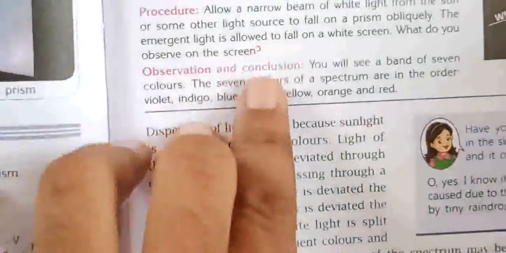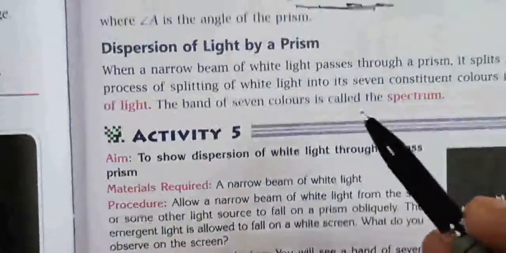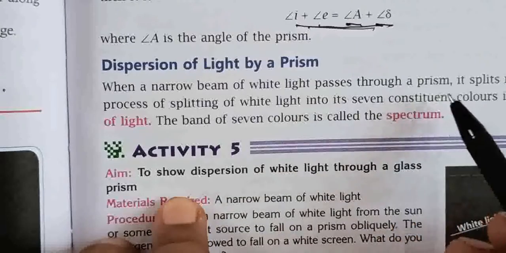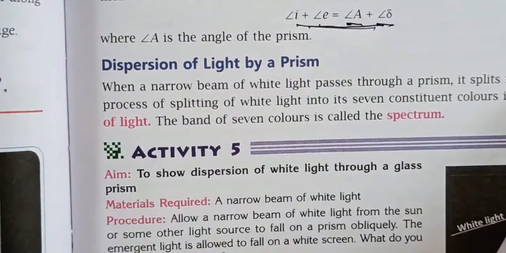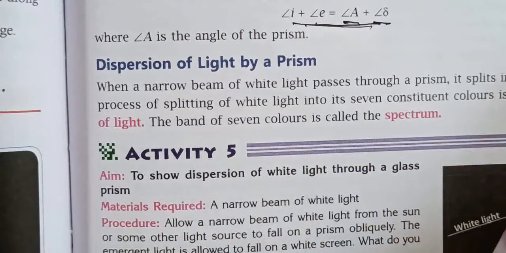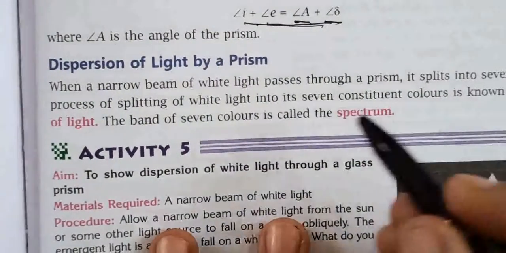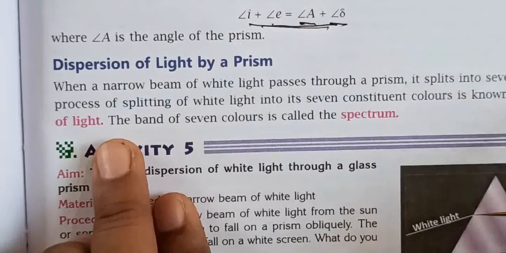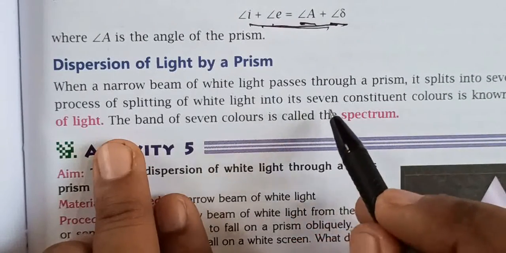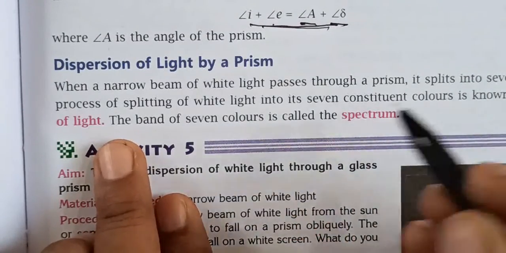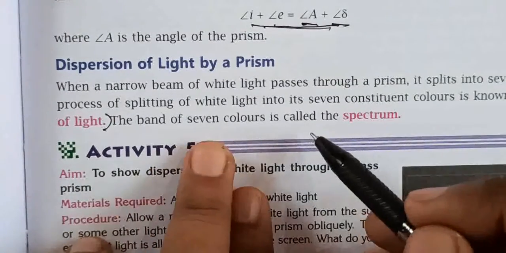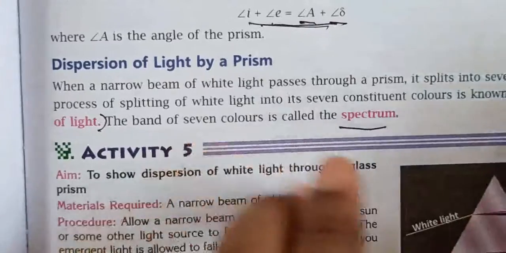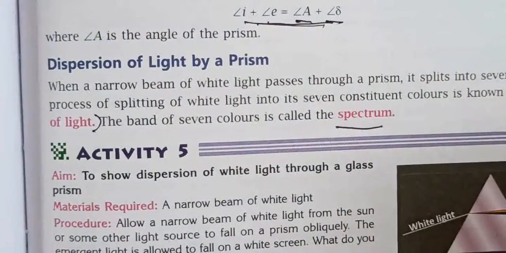Now dispersion. When a ray of light passes through a prism, it is split into 7 colors. The 7 colors in the rainbow you can also see. The process of splitting of light into its 7 constituent colors is known as dispersion of light. The band of 7 colors obtained is called a spectrum. In a way, a rainbow is also a spectrum only.